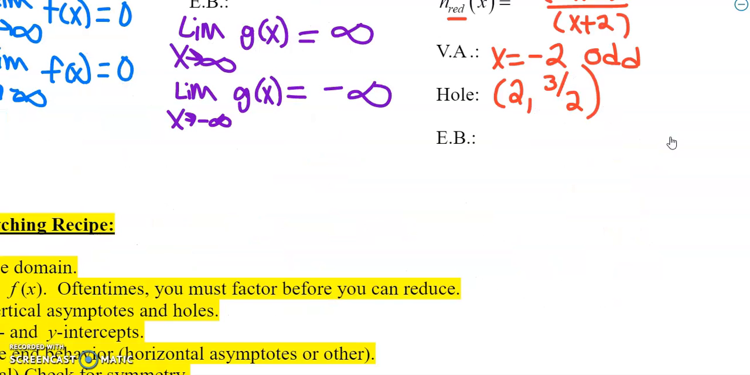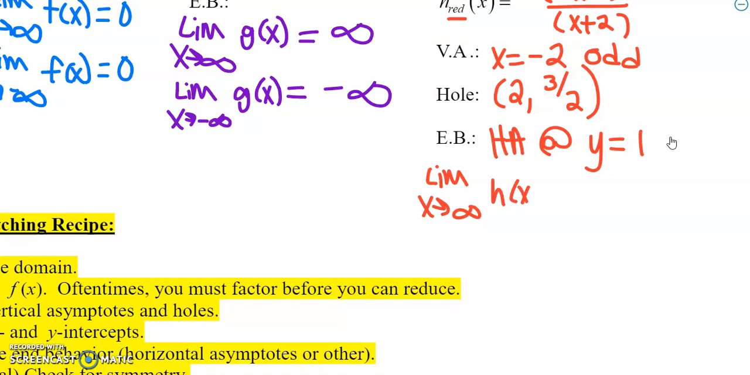So our horizontal asymptote is at y equals 1, because it's 1 divided by 1. And so let's write that in limit notation. The limit as x approaches infinity of this function equals 1, and the limit as x approaches negative infinity of this function is also 1. It's because it has a horizontal asymptote that it's approaching at both sides.